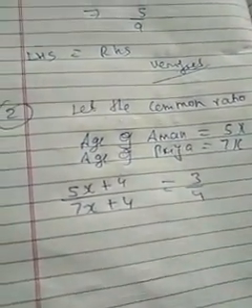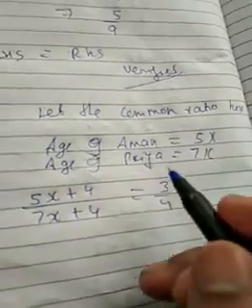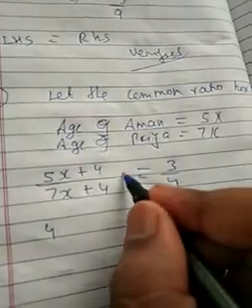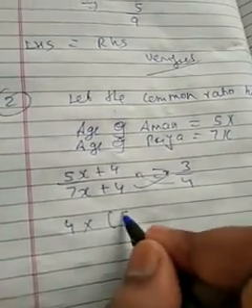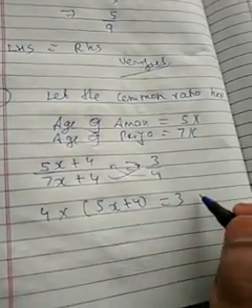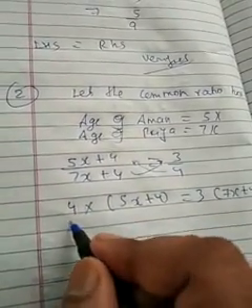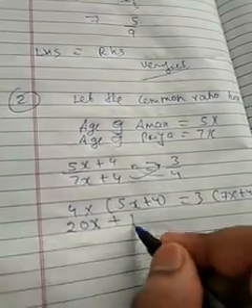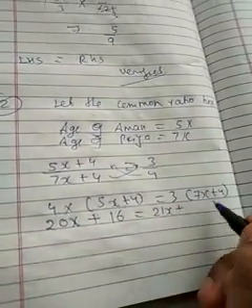Now we have to find the ages of Aman and Priya. Now we will do the cross multiplication. This will become 4 into 5x plus 4 is equal to 3 into 7x plus 4. Now 4 5s are 20x, 4 4s are 16. Similarly 3 7s are 21x plus 3 4s are 12.